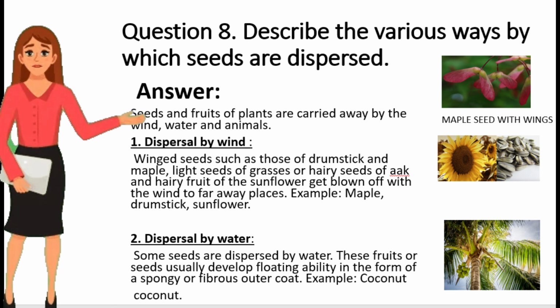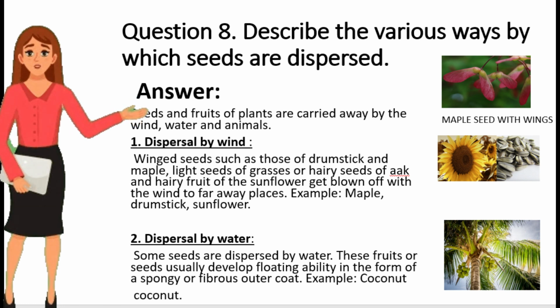Answer: seeds and fruits of plants are carried away by the wind, water, and animals. 1. Dispersal by wind. Winged seeds such as those of drumstick and maple, light seeds of grasses or hairy seeds of aak, and hairy fruit of the sunflower get blown off with the wind to far away places. Example: maple, drumstick, sunflower.